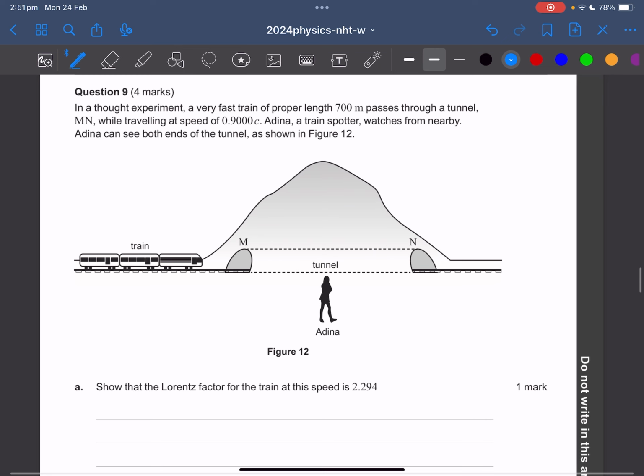Okay, question number 9. So in a thought experiment, a very fast train of proper length 700 meters passes through a tunnel, while traveling at a speed of 0.9 times c. Adina, a train spotter, watches from nearby. Adina can see both ends of the tunnel as shown in figure 12. Show that the Lorentz factor for the train at this speed is 2.24.